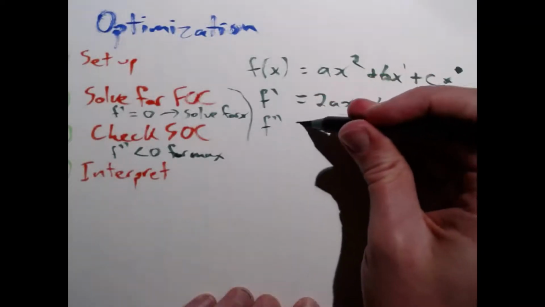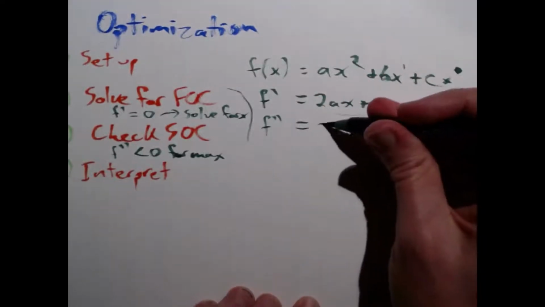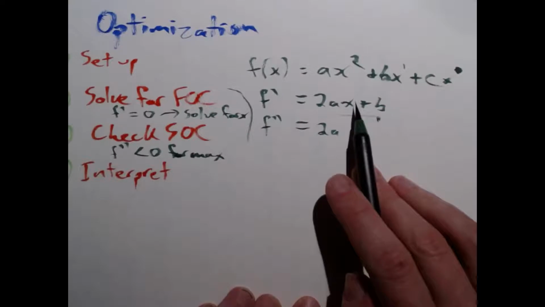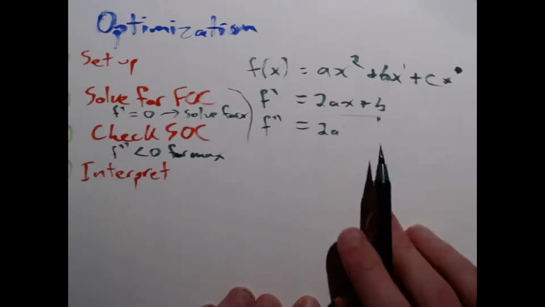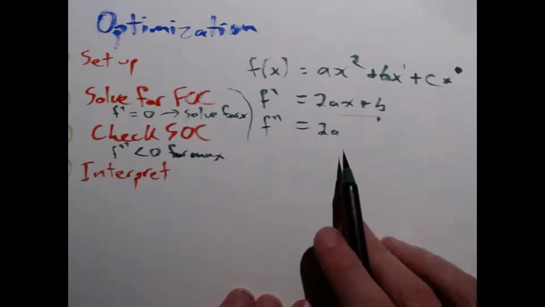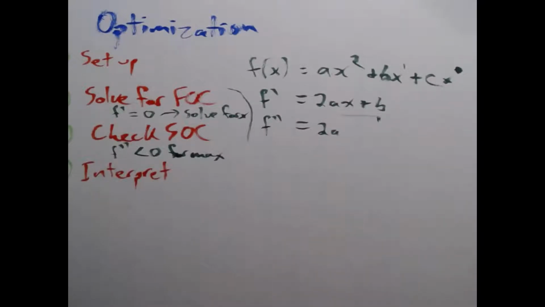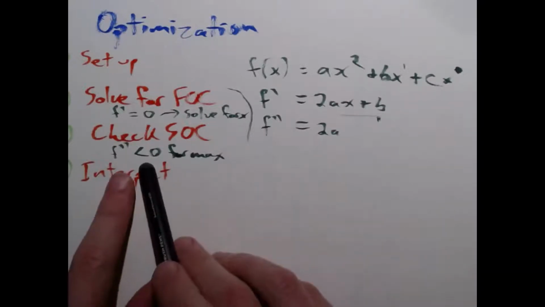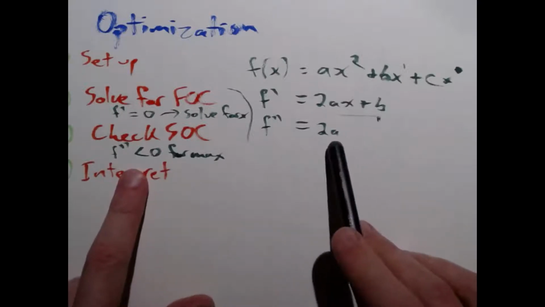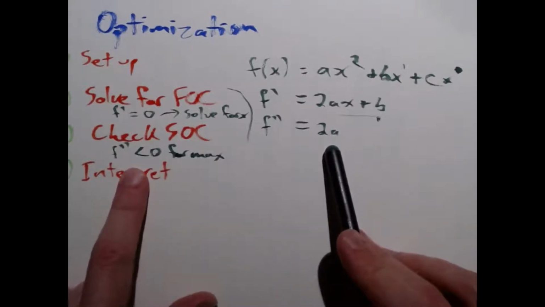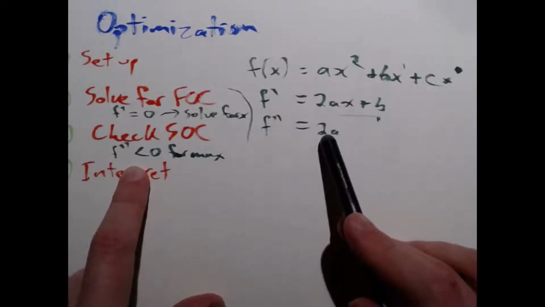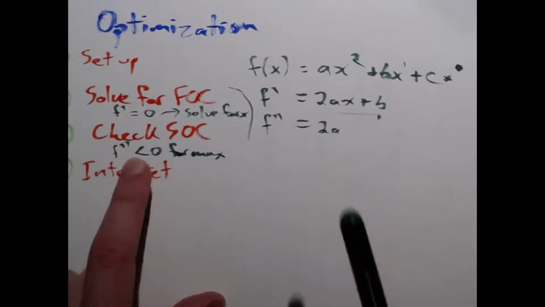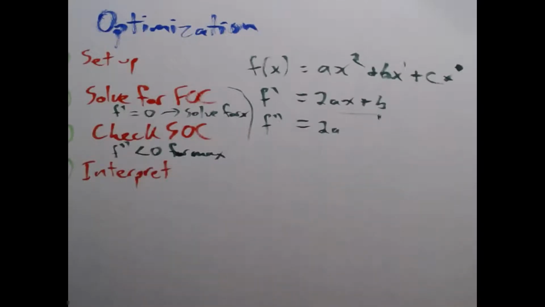So f double prime, this is going to be 2 times a, x becomes just 1, b, that derivative becomes a 0, right? That's just a constant. So our second derivative is just 2a. So is that greater than or less than 0? Well, it depends on the value of a, right? So if a is 42, well, then we've got a positive value. We would be looking at a local minimum. All right, but let's come back to the first order condition.